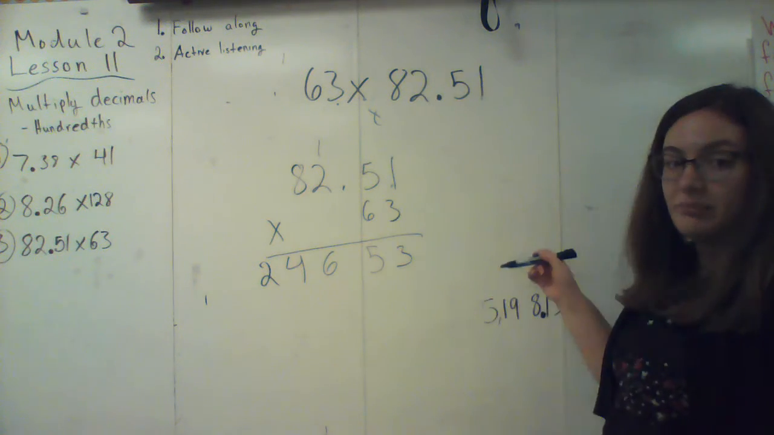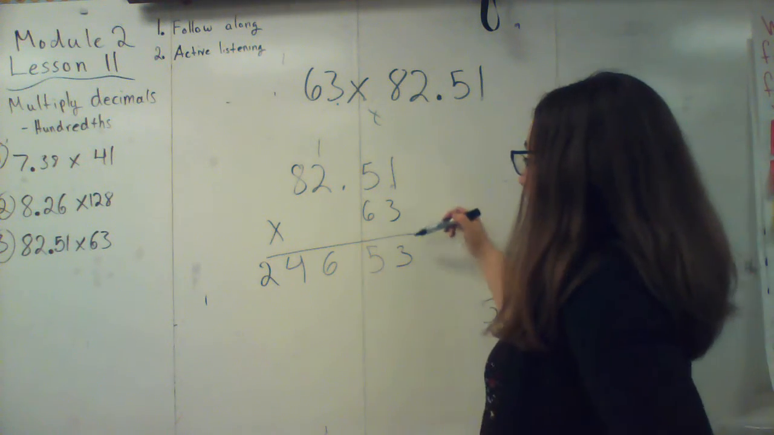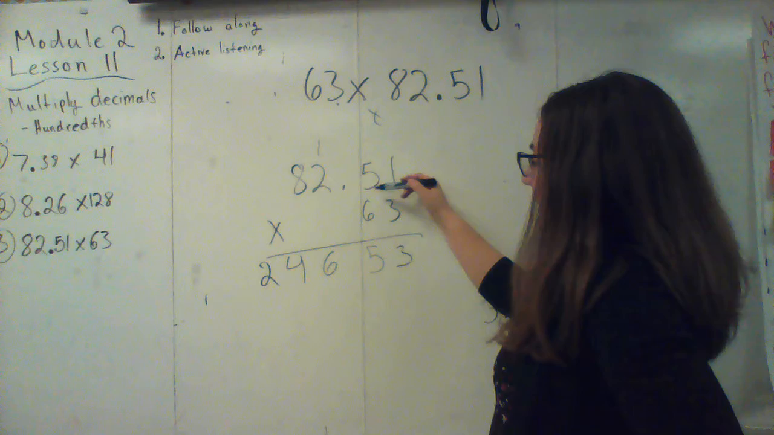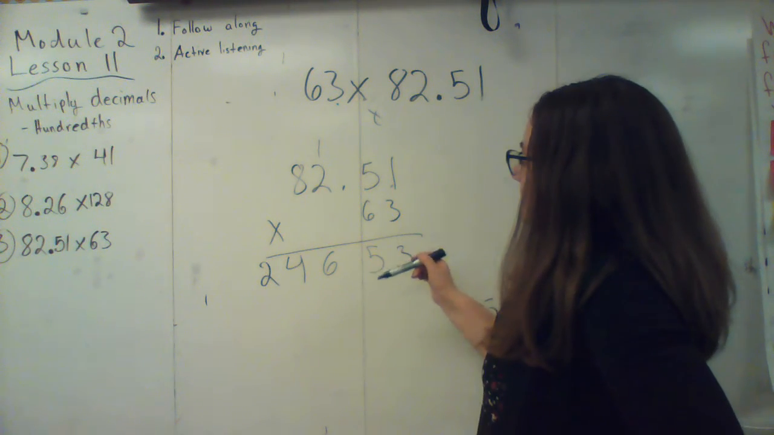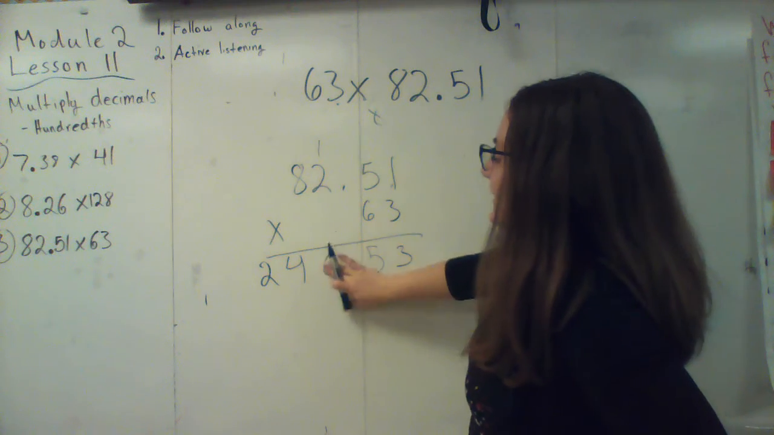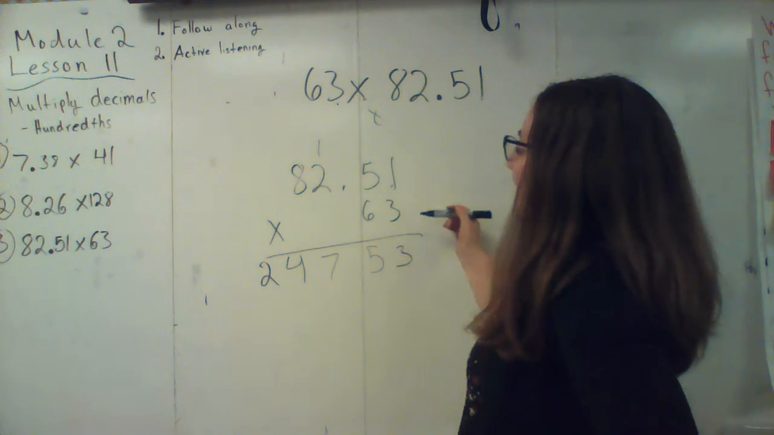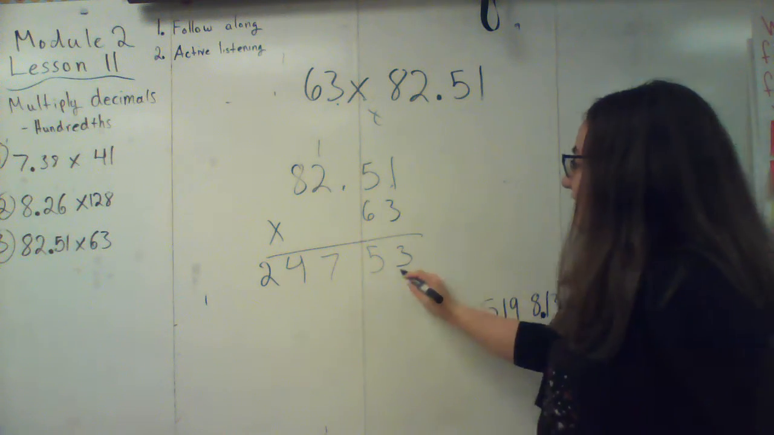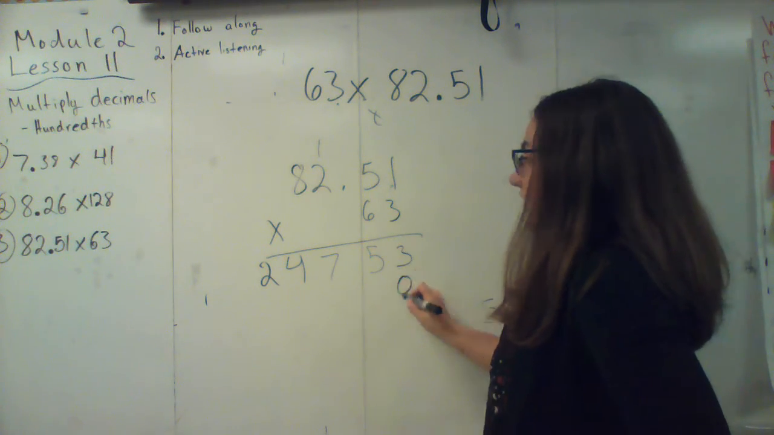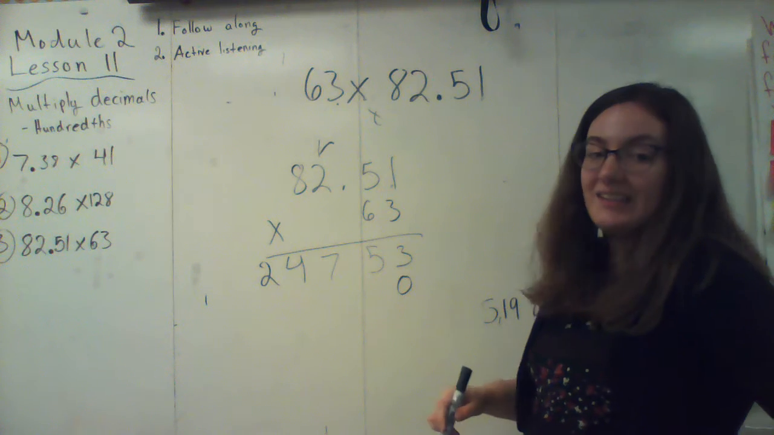So let me just make sure my math is all correct. So 3 times 1 is 3, 3 times 5 is 15, 3 times 2 is 6, 6 plus 1 is 7, and then 3 times 8 is 24. Gotta make sure we double check our math. Now I'm going to add a 0 and start multiplying this 6.